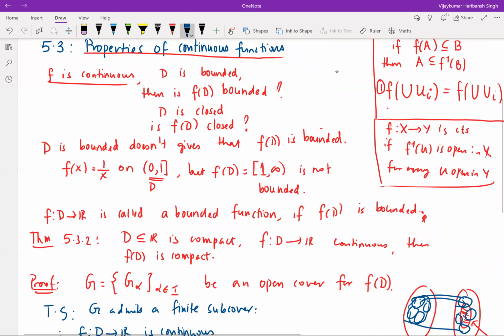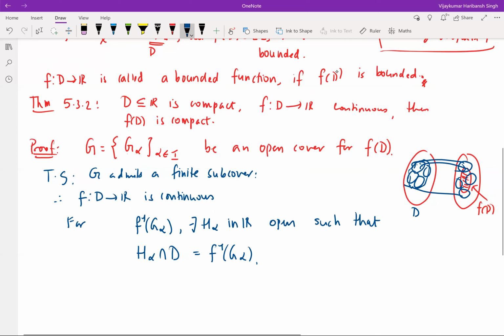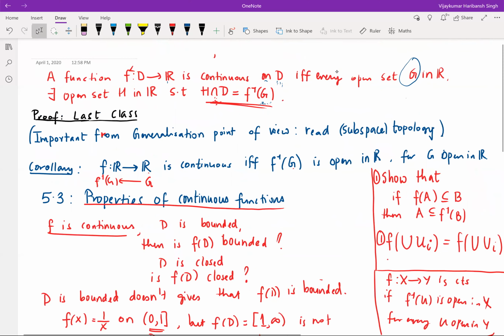Okay, so we'll pull back each of these open sets. So f from D to R is continuous, so let's pull back each of these open sets. For each G alpha, there exists H alpha in R open such that H alpha intersection D equals f inverse of G alpha. So this is guaranteed because of the continuity here, right?